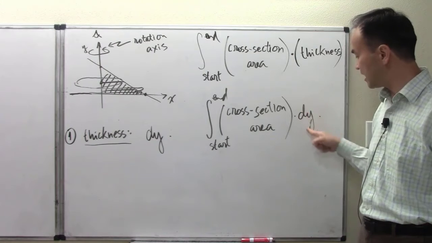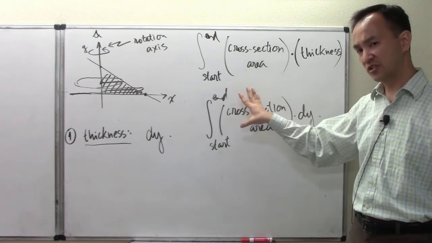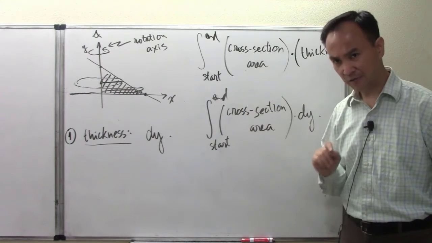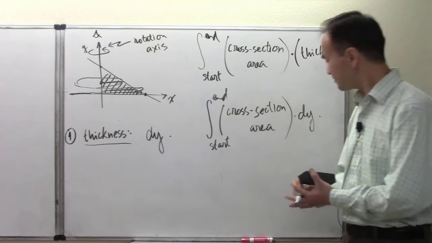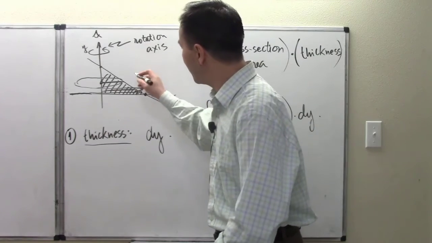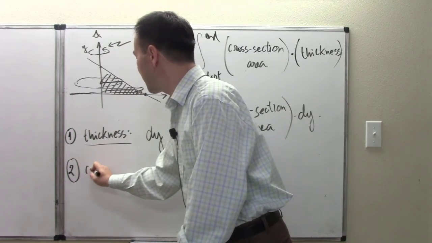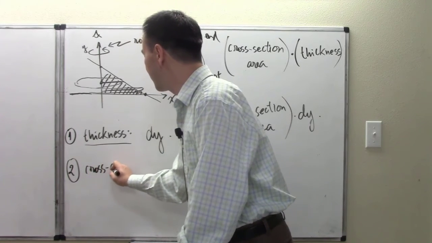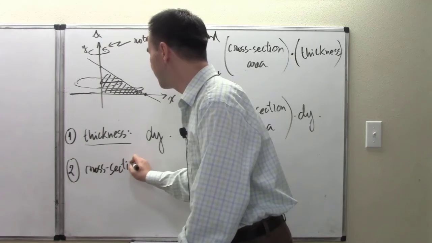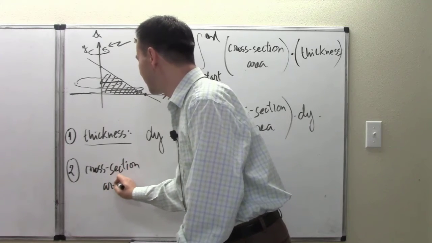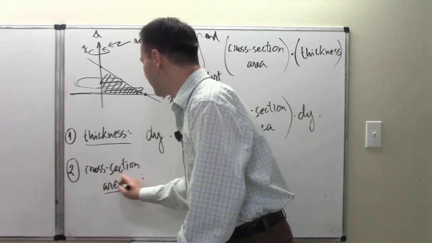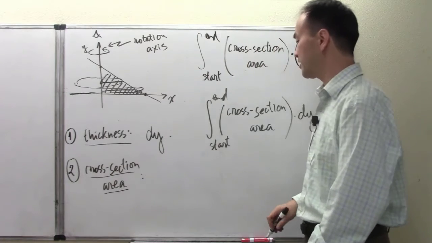So here it's indicated dy. So our function has to be a function of y. Okay, our function has to be a function of y. So now in that way, we're going to look for the cross-section area. Okay, and now we have in mind how we need to express the cross-section area.